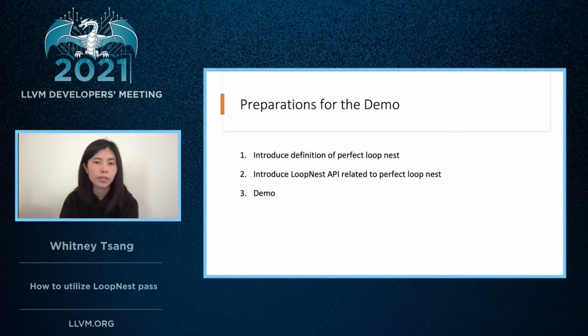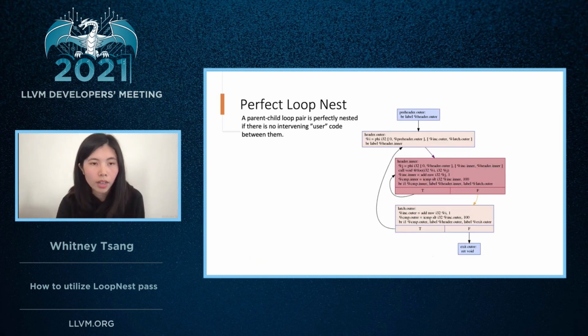Before getting to the demo of showing you exactly how to write a LoopNest pass, let's go through some concepts of perfect LoopNest and some LoopNest APIs related to it. A parent-child loop pair is perfectly nested if there is no intervening user code between them. On the right-hand side, you can see a control flow graph of the simplest form of a parent-child perfectly nested loop pair.